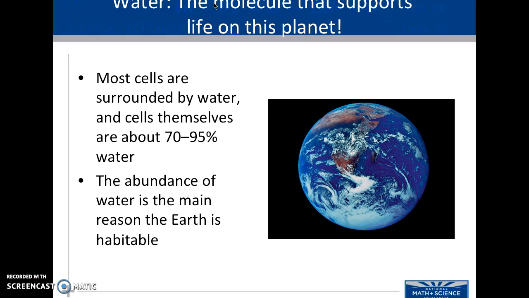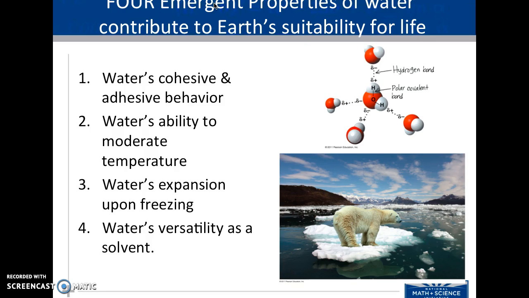Almost all cells are surrounded by water, and they are always over half water themselves, and the abundance of it on Earth makes it habitable. One of the big reasons why we can't go to other planets and live there is the lack of water. There are 4 properties due to the hydrogen bonds in water.